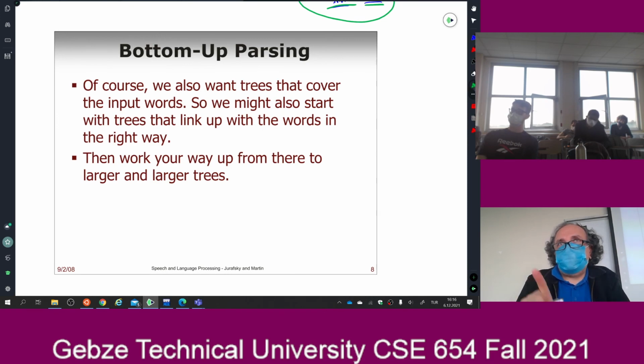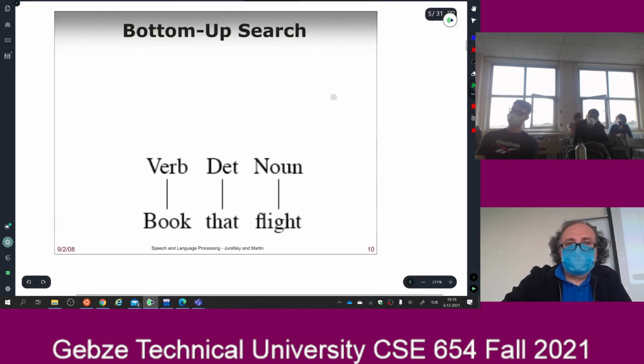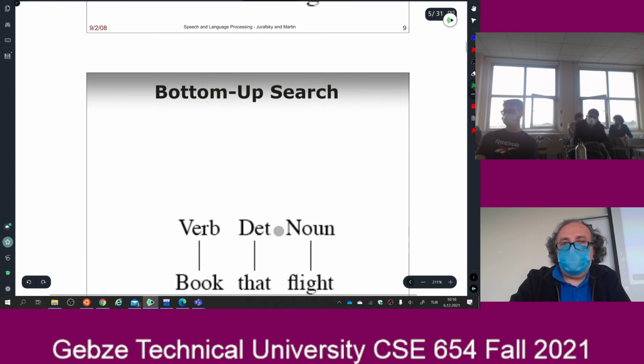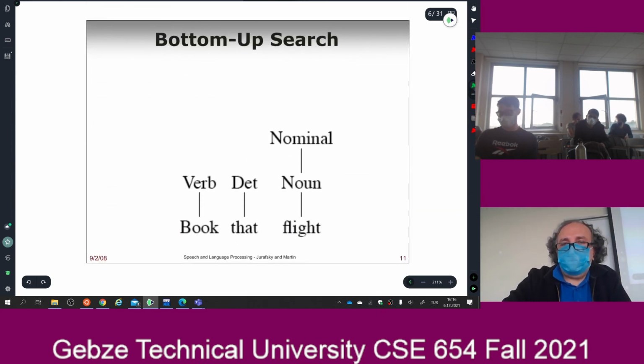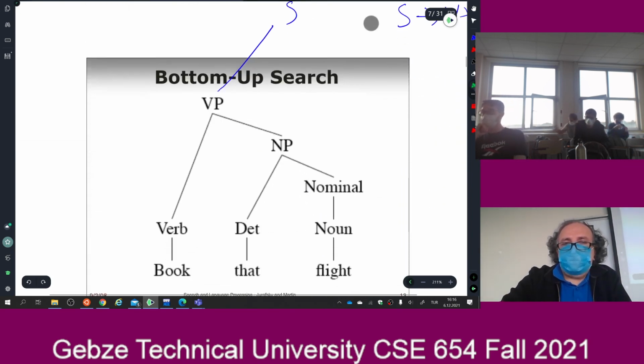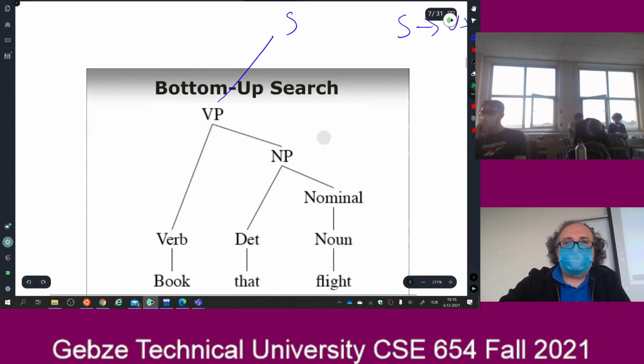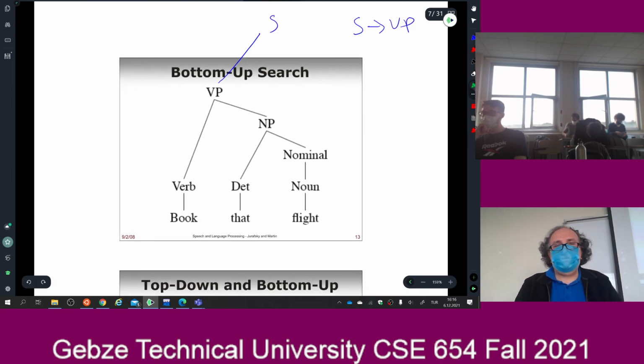This time I start from the words. I start adding non-terminals on top of the words, and here it is. Book that flight. Book could be a noun or verb or adjective, but let's say I'm going to choose the correct ones. Verb, determiner, noun. Okay, nominal, noun flight, and these came together with a noun phrase, and these two came with a verb phrase, and verb phrase is directly connected to a sentence. Now I parsed it.